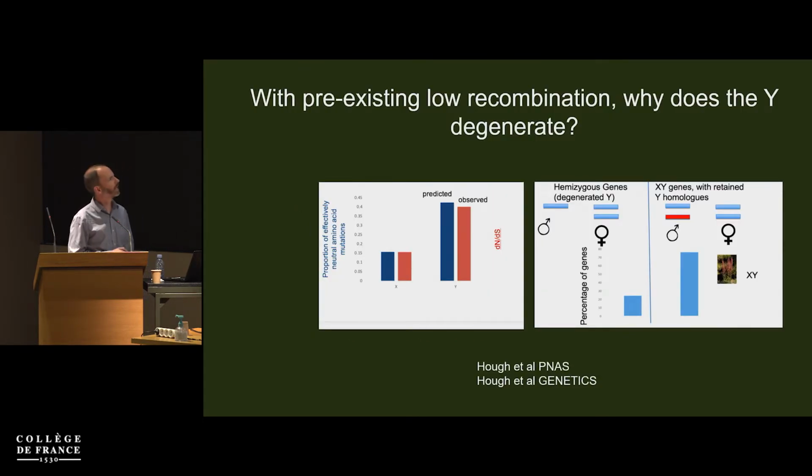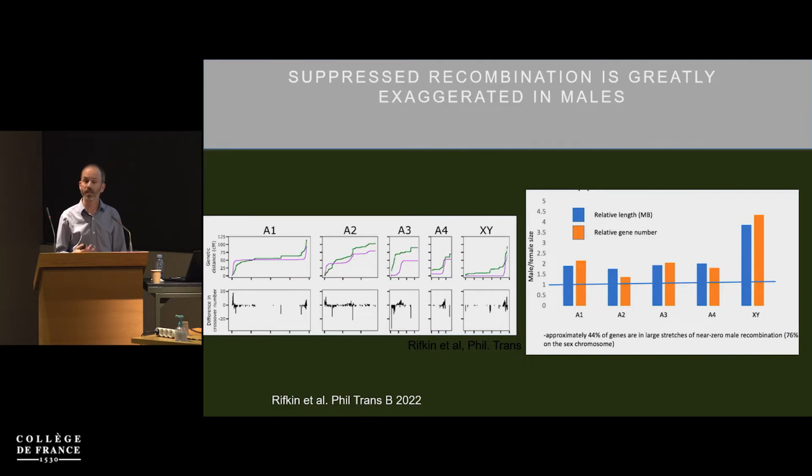But just to backtrack, as I mentioned before, we see signs of degeneration and selective interference on the Y compared to the X. So if recombination was pre-existing low in both males and females and on the X and the Y, why does the Y actually degenerate? Why do we see these clear signatures of linked selection on the Y compared to the X? Well, that's where sex-specific recombination maps become important. So we went back and characterized recombination in males versus females.